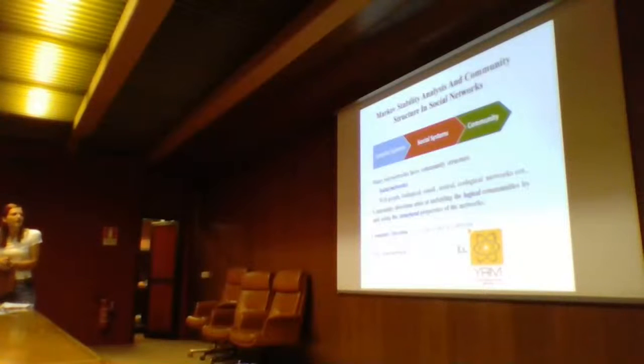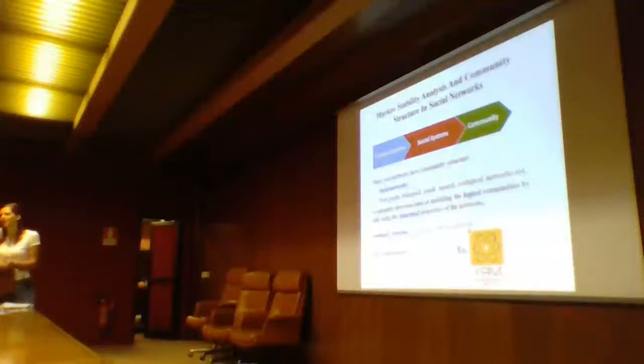Actually, many real networks have community structures, not just social systems. For example, we can mention web graph networks, biological networks, email networks, neural ecological networks, etc. All of these are part of complex systems, and all of these exhibit community structures. Community detection aims at unfolding the logical communities by only using the structural properties of the network. So, the best example of a community is the Young Researcher Meeting.